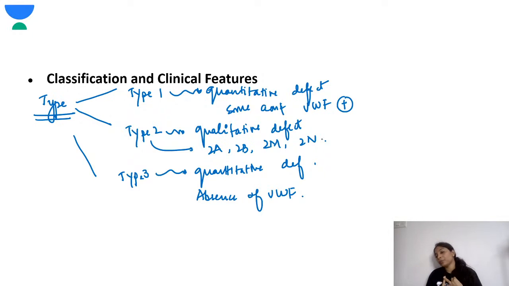In type 1 and type 3, there is a quantitative defect, so basically the amount of von Willebrand factor is affected. In type 1, a little bit of von Willebrand factor is present, while in type 3 there is complete absence of it. Based on this, you will know that type 3 is the more severe one, right? While in type 2, there is a qualitative defect. There are 4 types: 2A, 2B, 2M and 2N. I am not going to discuss each of these in detail. If you remember how type 1, type 2 and type 3 present, that is more than enough. So in type 1, what happens? Type 1 is the most common.